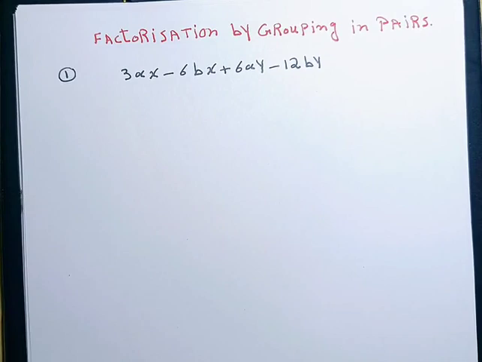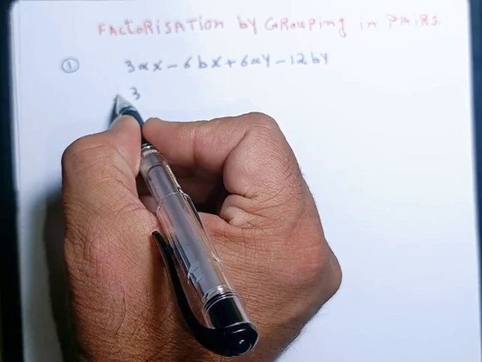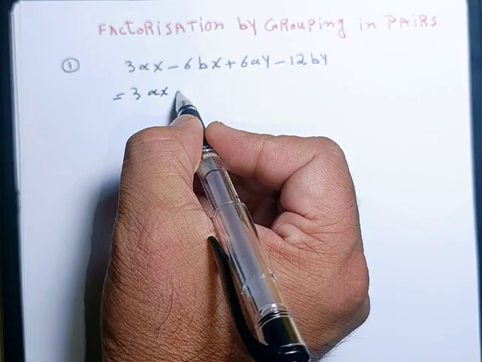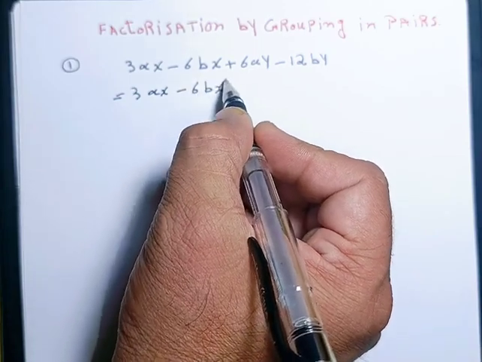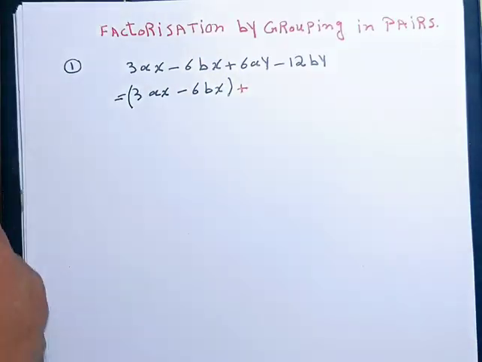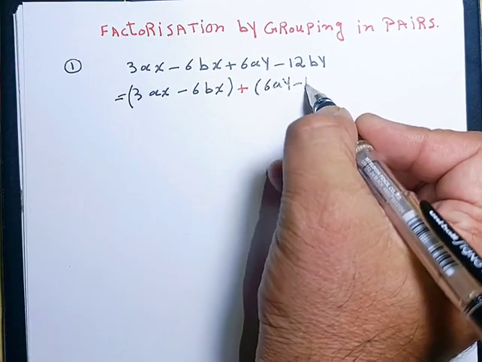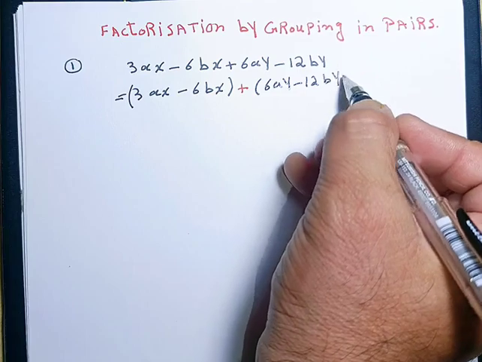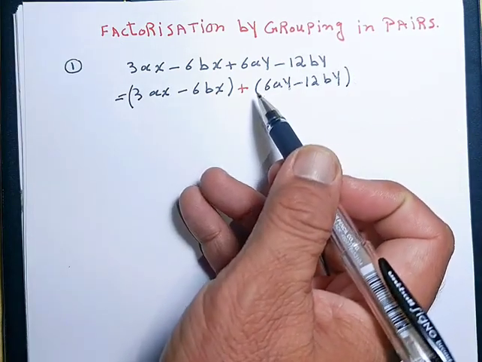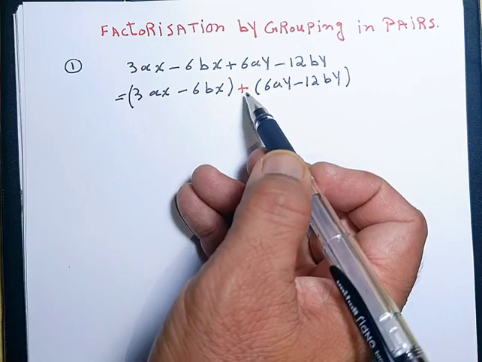First of all, put brackets around the pairs separated by a positive sign. Have a look. 3ax minus 6bx, first bracket, then I have to put a positive sign in the middle. Now second bracket, 6ay minus 12by. So you have to group in pairs, and the positive sign must be in the middle.